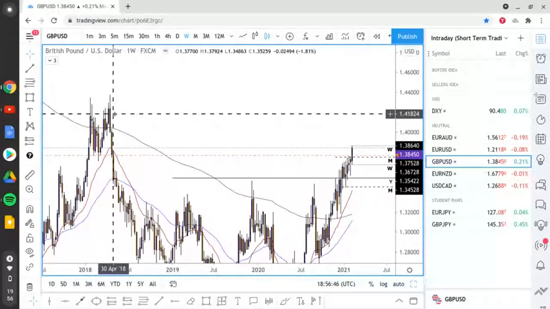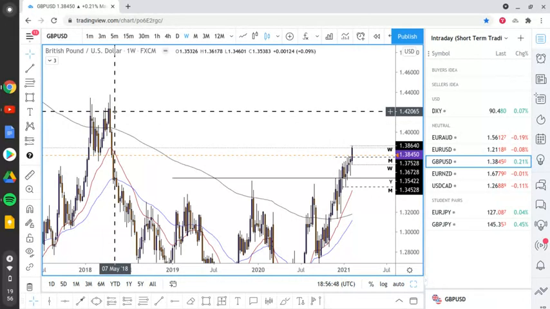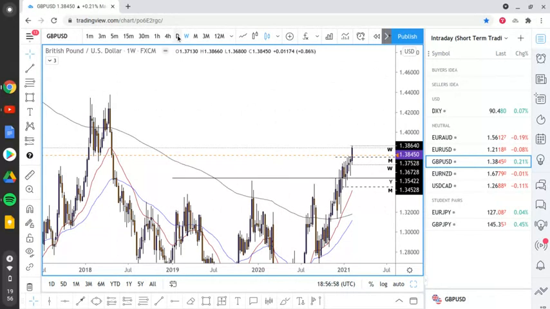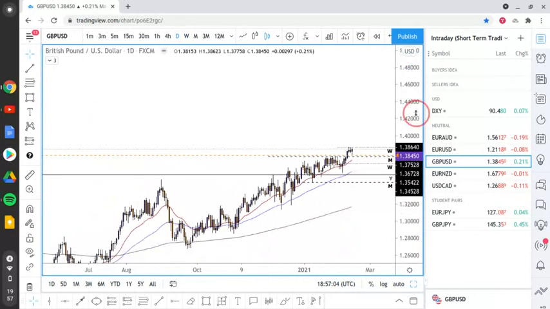Up into even 1.40 could be good, and then even into 1.42, it's still possible. I mean, there's a lot of bullish momentum in the pound, and with the US dollar being so weak, I would definitely say it's long or nothing for me on pound dollar personally.